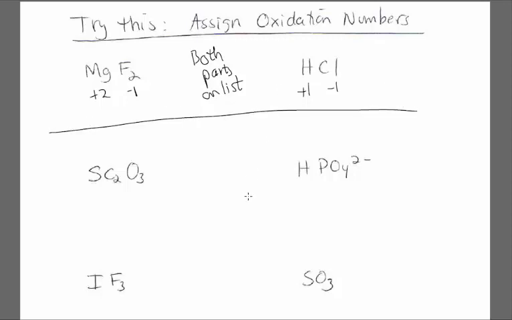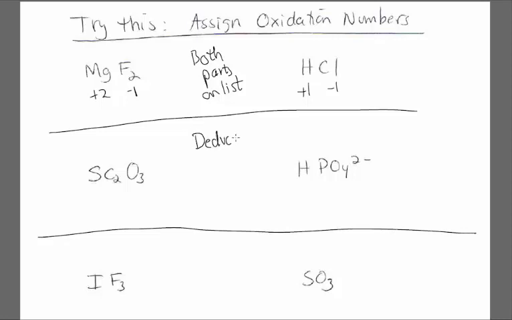Okay, but sometimes you will know the oxidation numbers of some parts and not others, and you have to deduce one. So here are some examples where you have to deduce one species. So we look at scandium 2 O3.